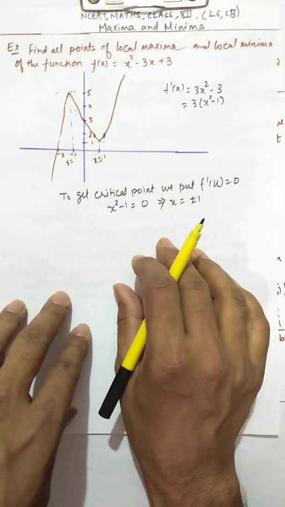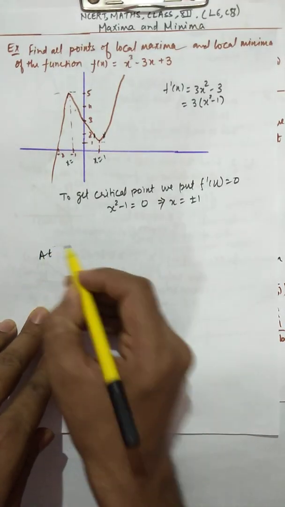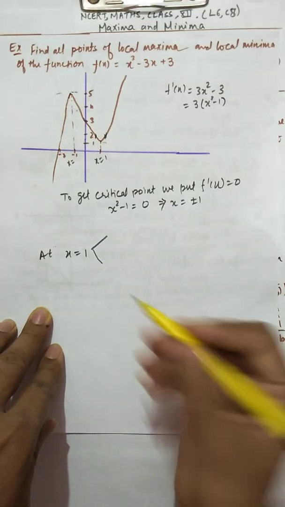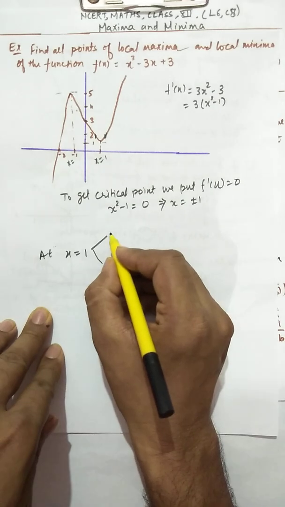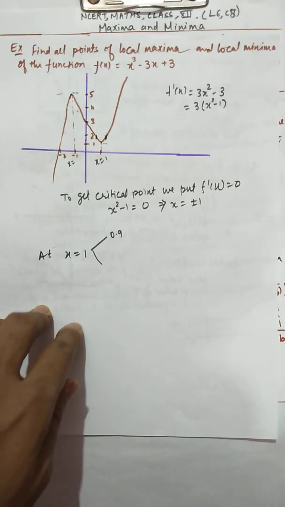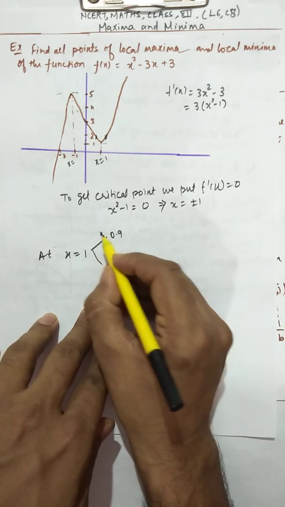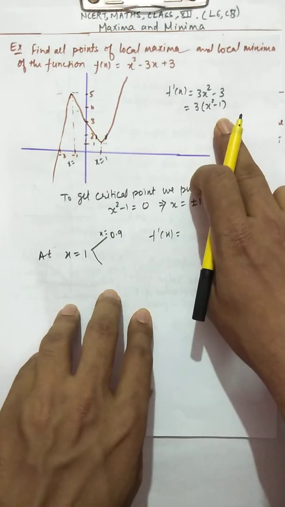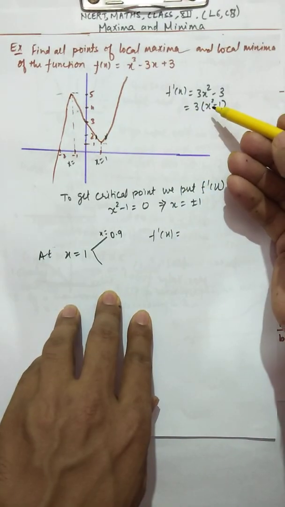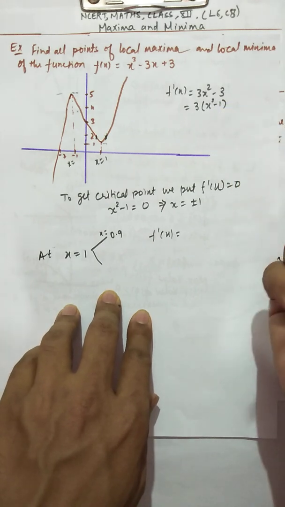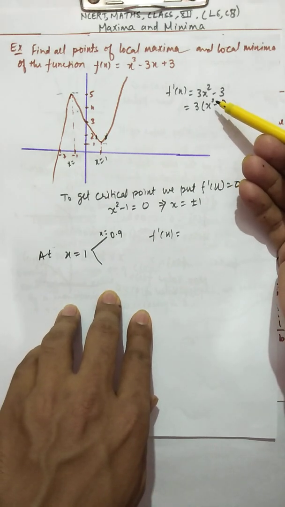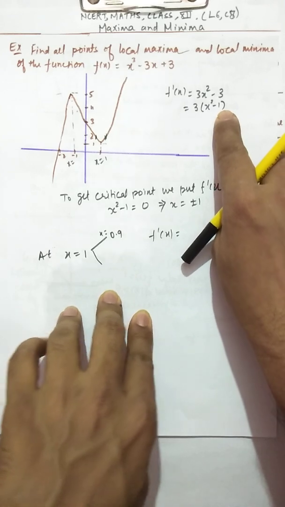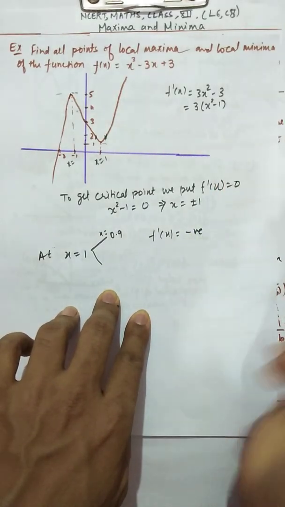Now we want to see, first at x = 1. So we take first some smaller point, x = 0.9. Actually we want to see the sign of f'(x). This is your f'(x) = 3(x² − 1). If you take 0.9, then you can easily say what is going to happen. 0.9 squared means 0.81, and 0.81 − 1 is going to be negative.